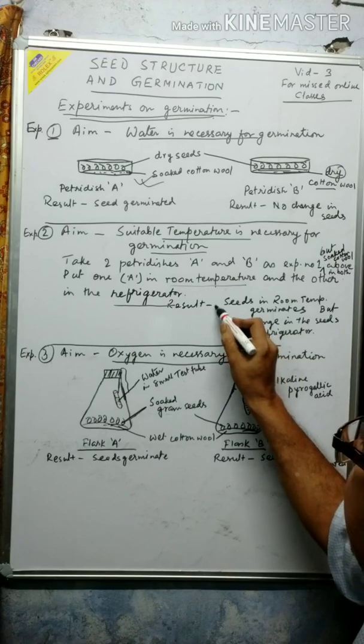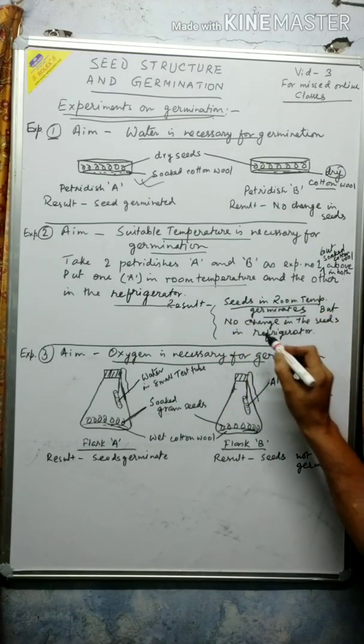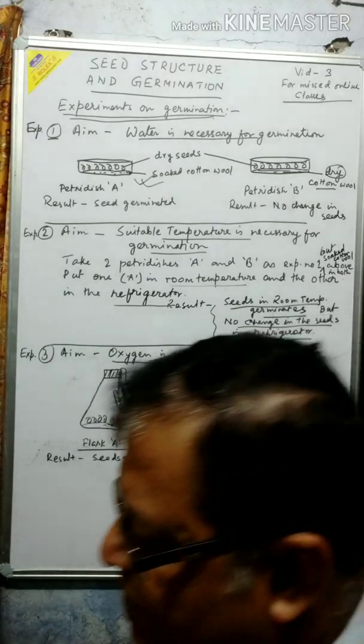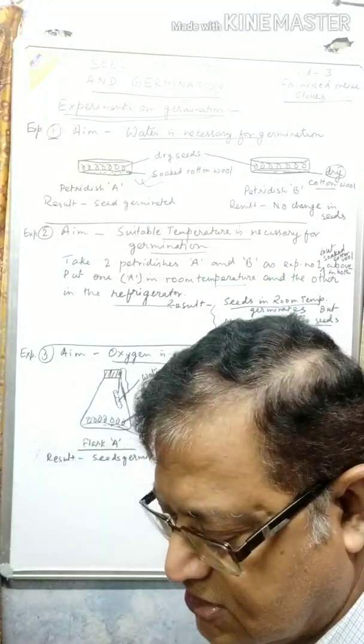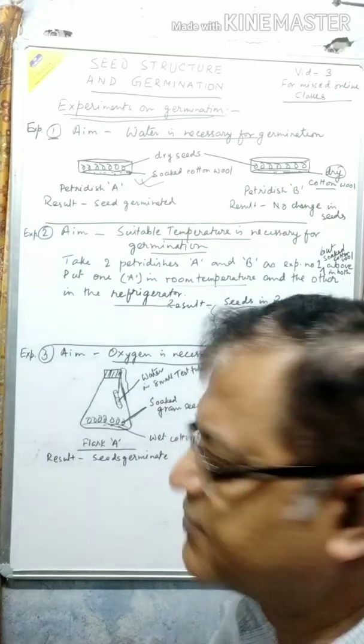Result: after 2-3 days, what will you see? Seeds in room temperature germinate, but no change in the seeds kept in the refrigerator. That means when the temperature is below the optimum range, in cold condition, seeds do not germinate.